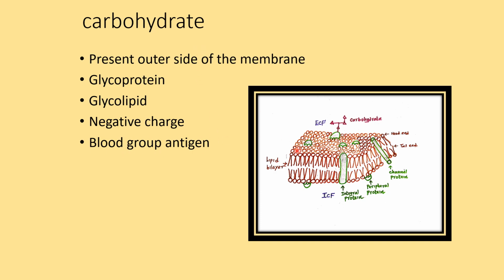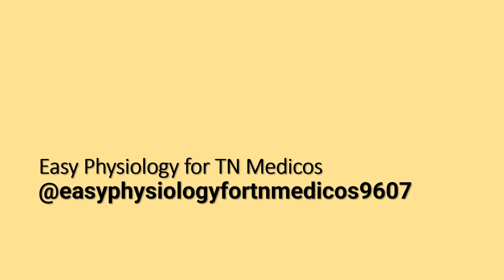The cell membrane is the outer protective covering, and in it the phospholipid bilayer acts as the permeability barrier. Proteins act as channels, carrier proteins, hormone receptors, and structural support. Carbohydrates act as the blood group antigens.